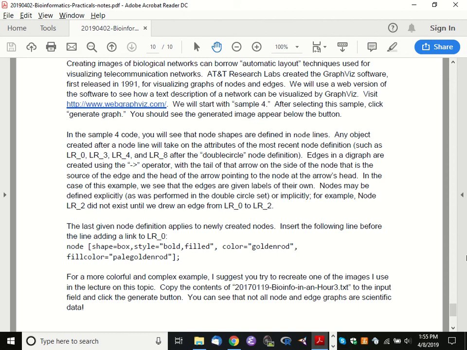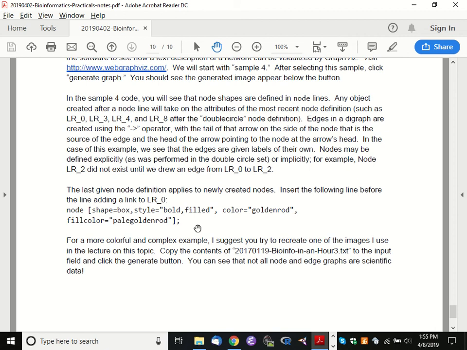Right, now I always like a bit of color in my images. So you can see that I'm going to cheat just a little bit. I'm going to add some color into this image.